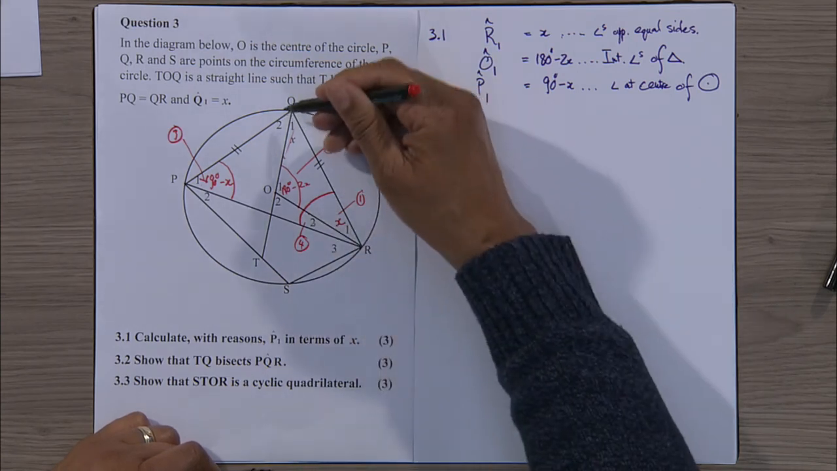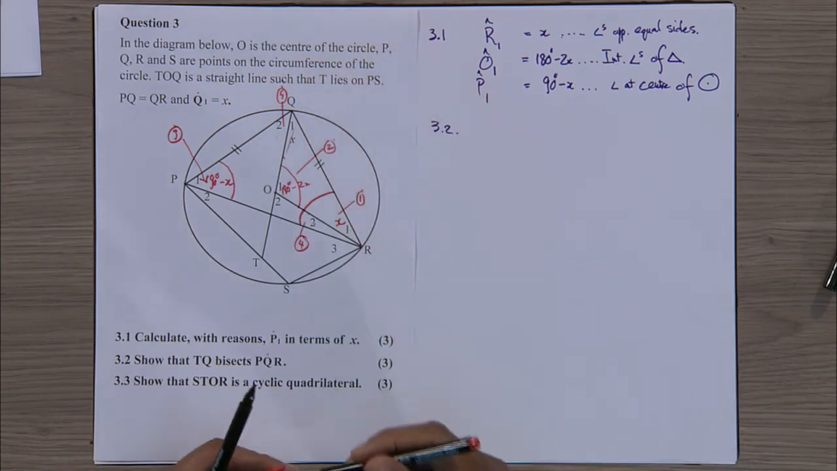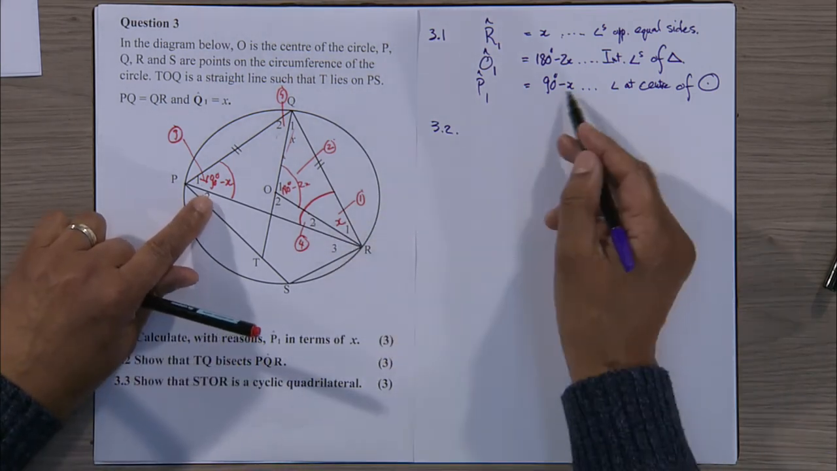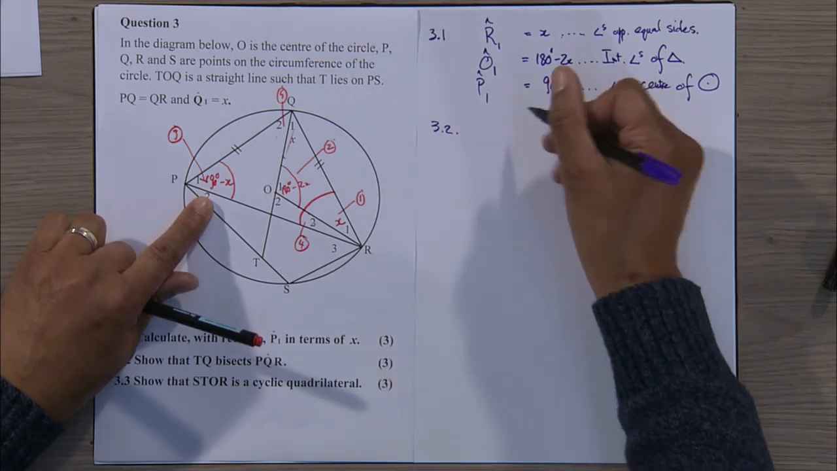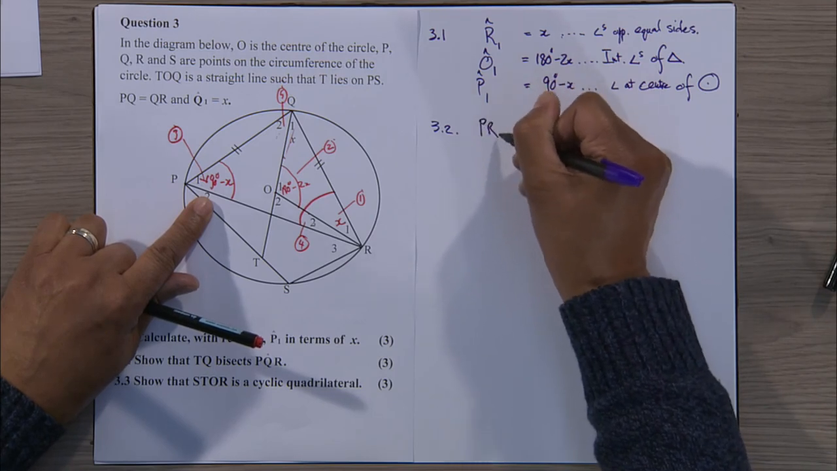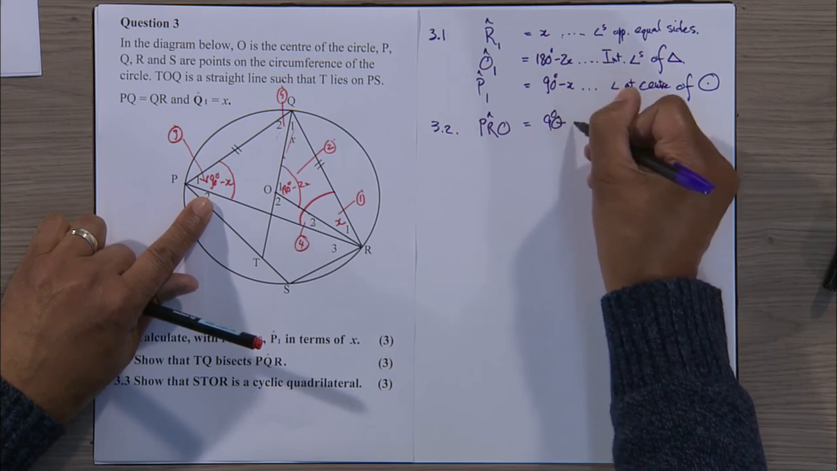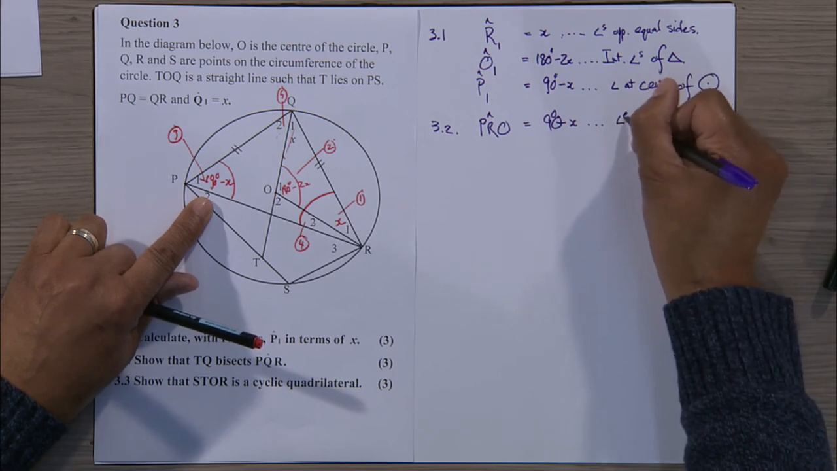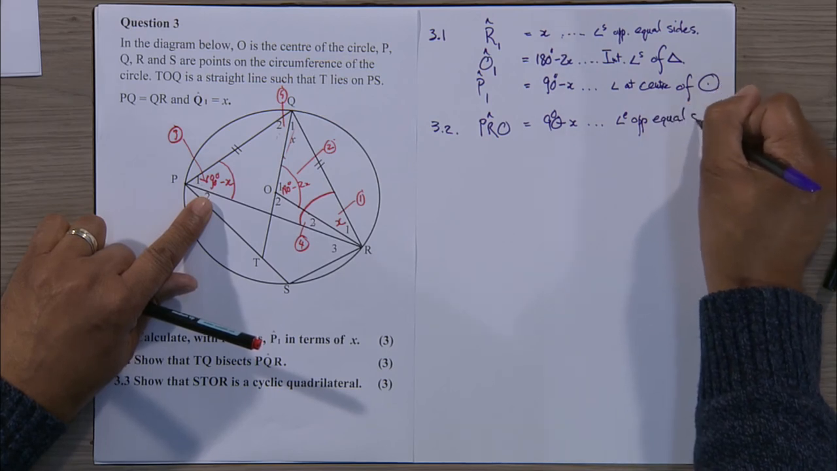And from that, I will go and calculate Q2. And hopefully, Q2 will also be equal to X. Writing it out, there's P1, 90 minus X. So therefore, I'm just going to say straight off that PRQ is also 90 degrees minus X. Why? Because they are angles opposite equal sides.